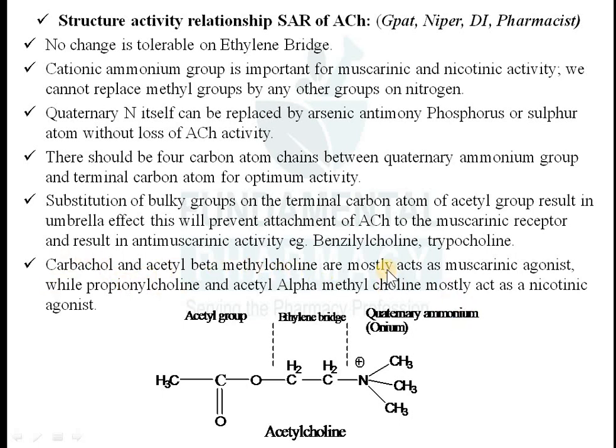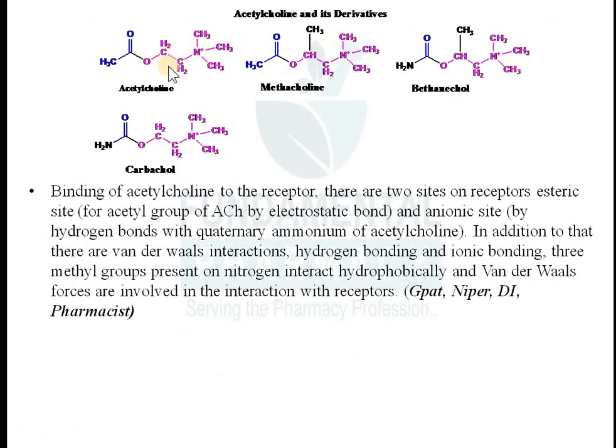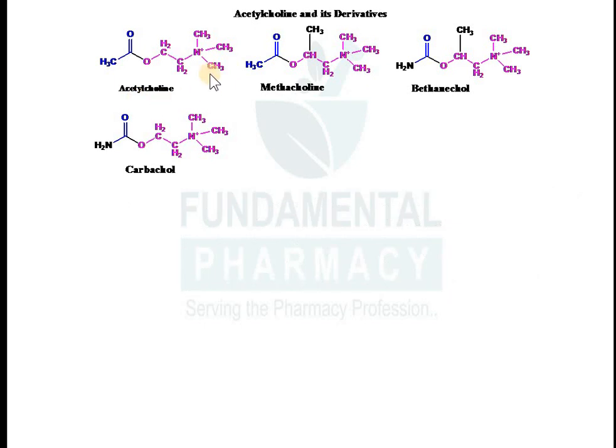Carbacol and bethanechol are mostly act as a muscarinic agonist, while propionyl choline and acetyl alpha methyl choline act as a nicotinic agonist. ठीक है, because of this, क्योंकि यहाँ पे अगर change करेंगे तो उसका muscarinic attachment कम हो जाएगा. You can see acetyl choline and its derivative. It is known as acetyl choline. This is a methacholine. What is the basic difference? There is just introduction of one methyl group over one. इथिलीन ब्रिज का जो ग्रुप है वहां पे एक मिथाइल ग्रुप का इंट्रोडक्शन हो गया है.